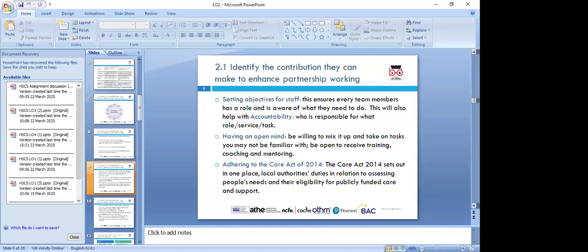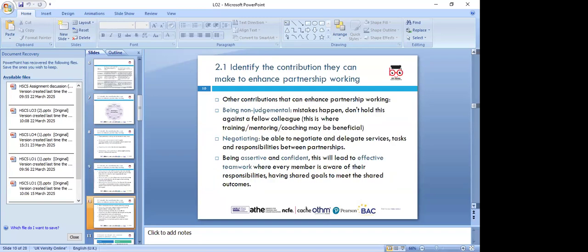Okay. And then adhering to the Care Act of 2014. The Care Act 2014 sets out in one place local authorities' duties in relation to assessing people's needs and their eligibility for publicly funded care and support. You need to familiarize yourself with the Care Act. Okay. Yes, because the local authority duties in relation to assessing people's needs, and that forms under social care. You should be able to know the needs of people under the Care Act 2014. Okay, you need to comply. There should be adherence to the Care Act 2014.